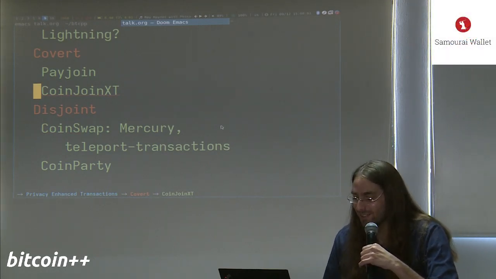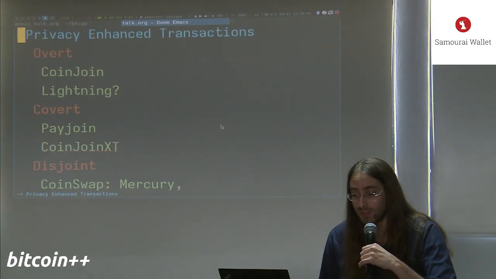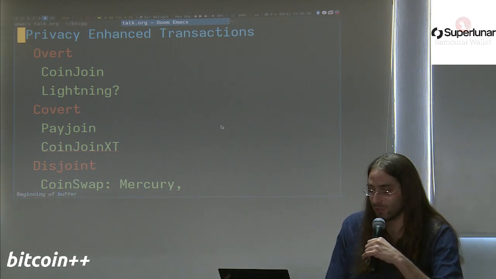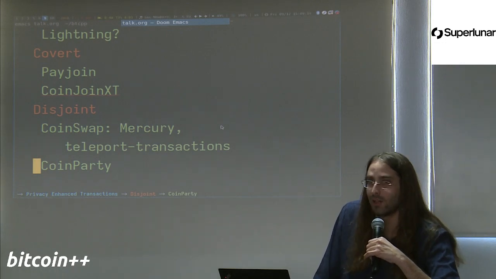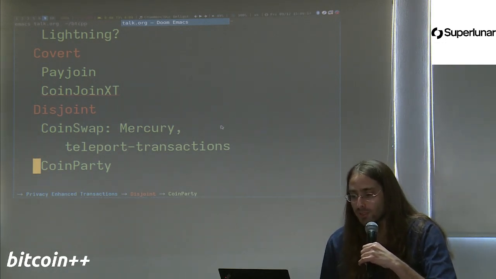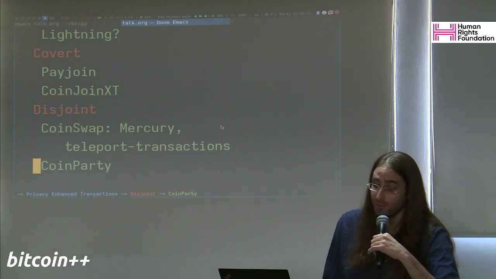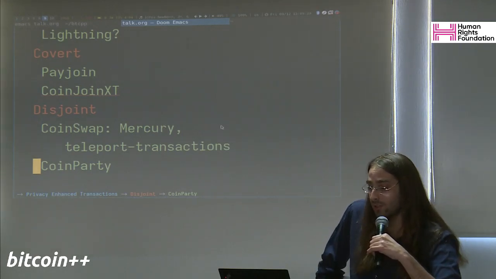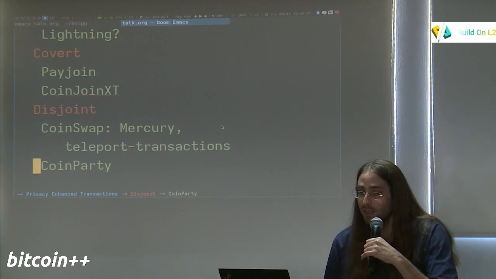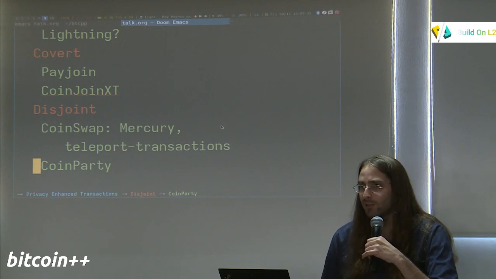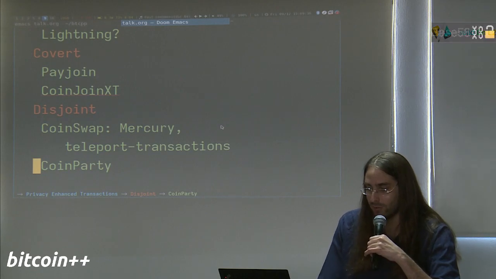CoinJoin XT is a cool concept where perhaps we can do coin joins that don't look like coin joins at all. And arguably the most powerful on-chain footprint is disjoint privacy, so the transactions are not even linked to each other. CoinSwap fits that description. State chain, so Mercury state chains, is a kind of coin swap. And Chris Belcher's, I think it's not yet released, right? So teleport transactions is another project to look out for.